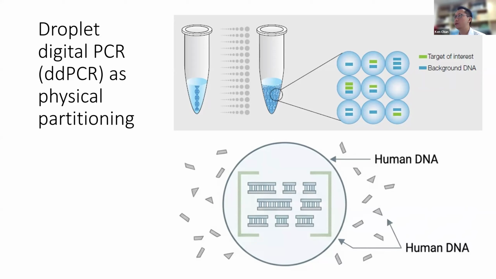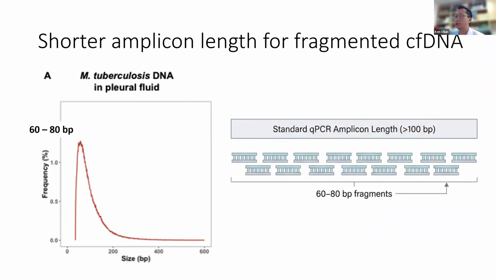So with the ddPCR, we separate each droplet of fluid into 20,000 microdroplets with individual PCR performed in each microdroplet. Therefore, this can reduce the interference from the human DNA and potentially improve the pickup rate for the TB DNA. The second thing is that they use a shorter amplicon length. Further understanding of TBP found out that the length of the cell-free DNA fragment is actually around 60 to 80 base pair.